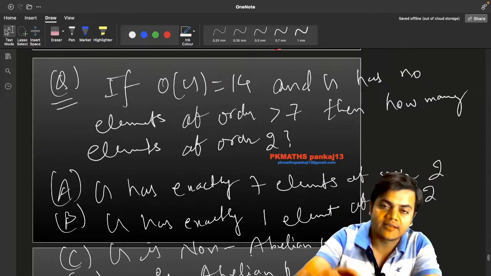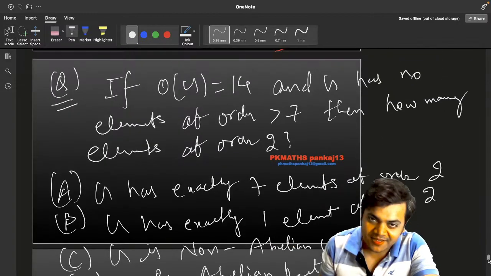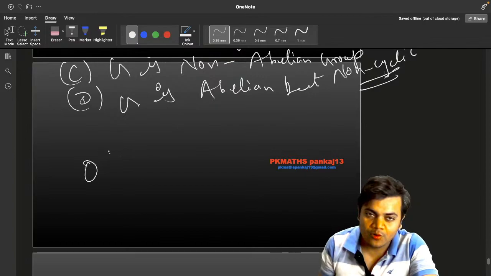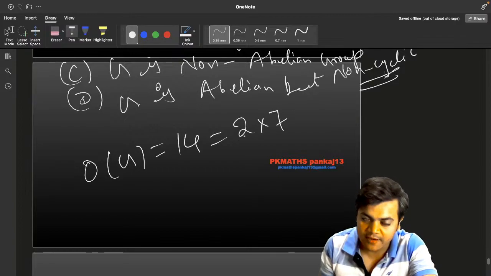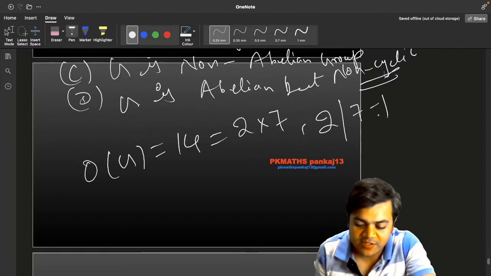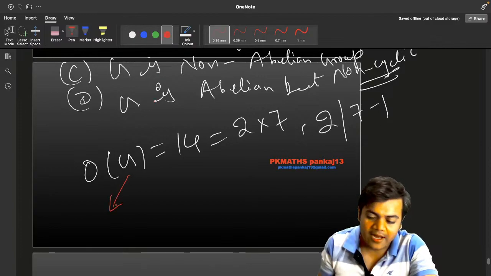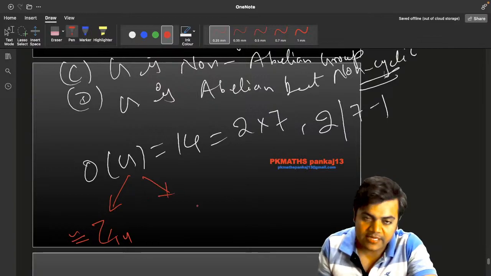Okay, so these were the things. First of all, every conclusion depends on the order of the group, isn't it? And certainly those 4 properties. So we can say the order of G is 14, which can be written as the product of primes 2 into 7. We can also observe that 2 divides 7 minus 1. Then how many possibilities will there be according to that result? You will not hesitate to say there will be 2 possibilities: either G is isomorphic to Z14 or G is isomorphic to D7.